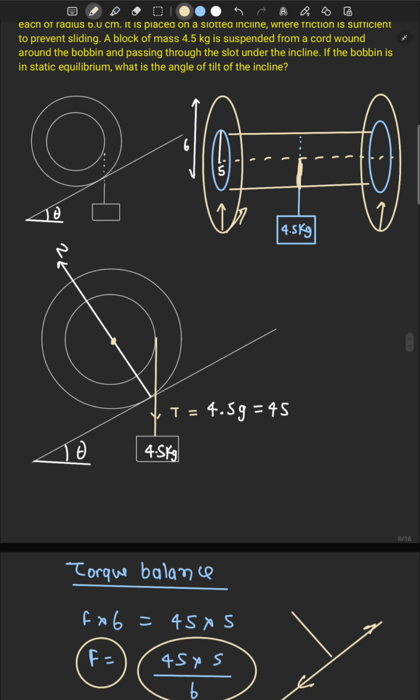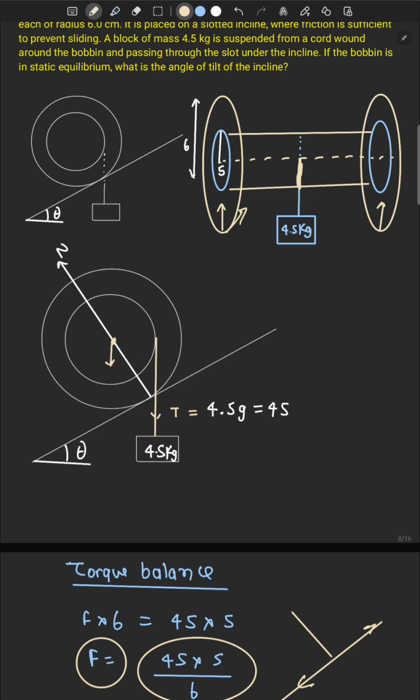Then there is the weight of this bobbin, but that passes through the axis, so the distance is 0. So the torque is 0, because torque is equal to r vector cross F vector. Here r is equal to 0 because it is passing through the same axis, so the torque of this weight is 0.